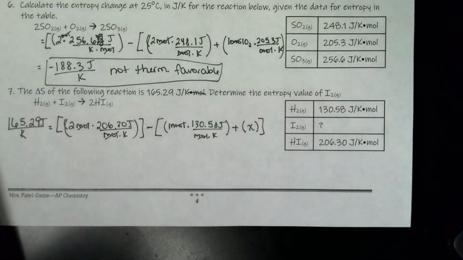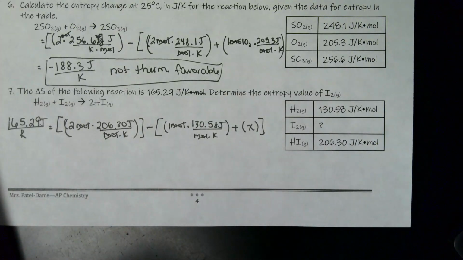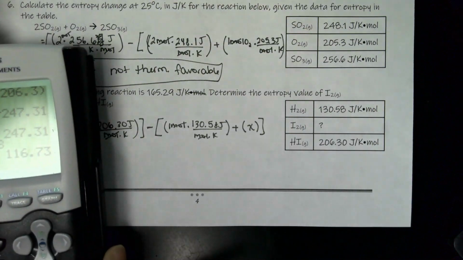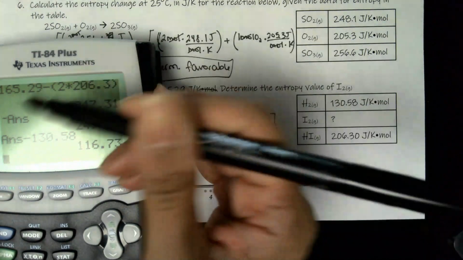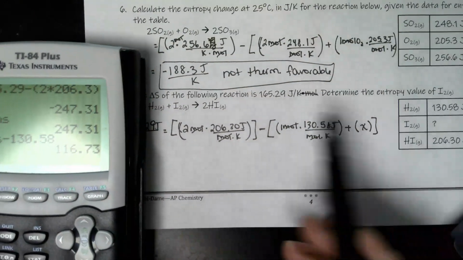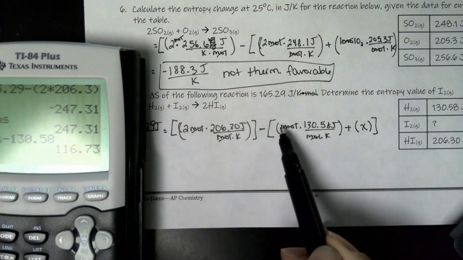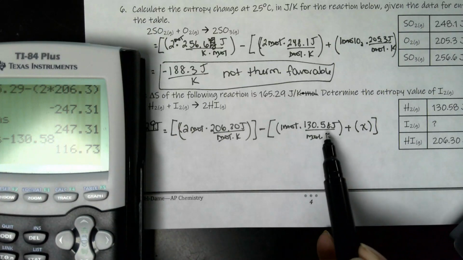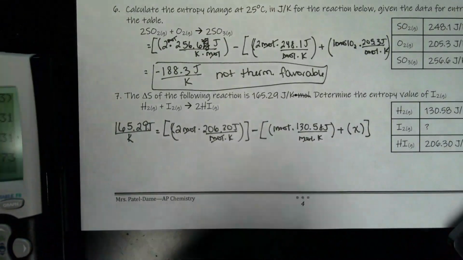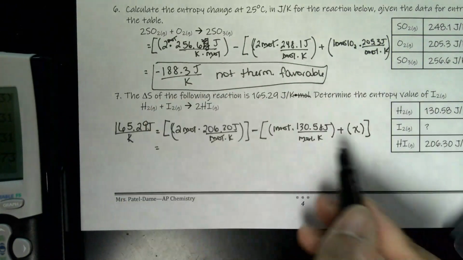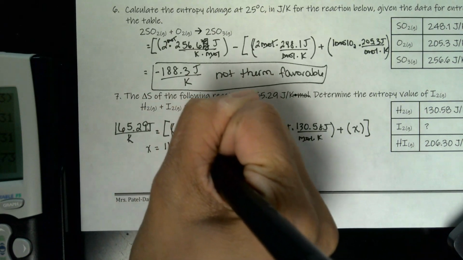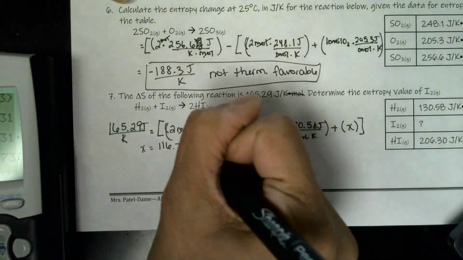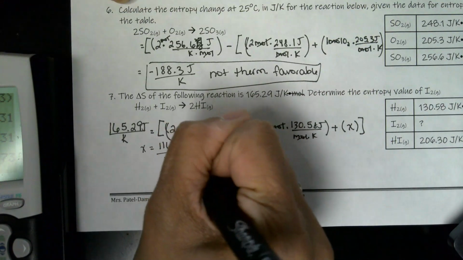So again, I did that answer minus the 130.58. And again, you don't have to do the negative answer for that. I just like to get rid of some negatives wherever I can. So if you didn't, then you would have done positive or adding in 130.58 to both sides. So here I end up with X is equal to 116.73. And my units are joules over moles times Kelvin.